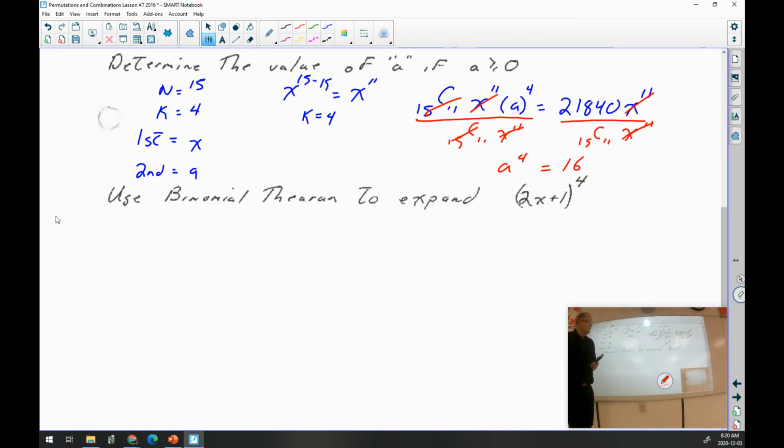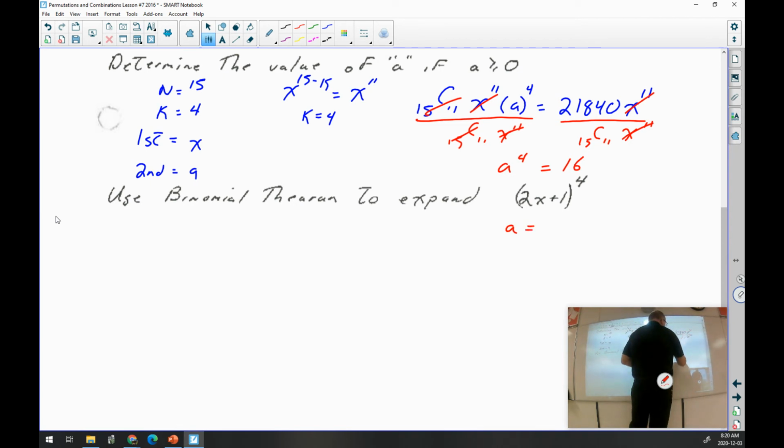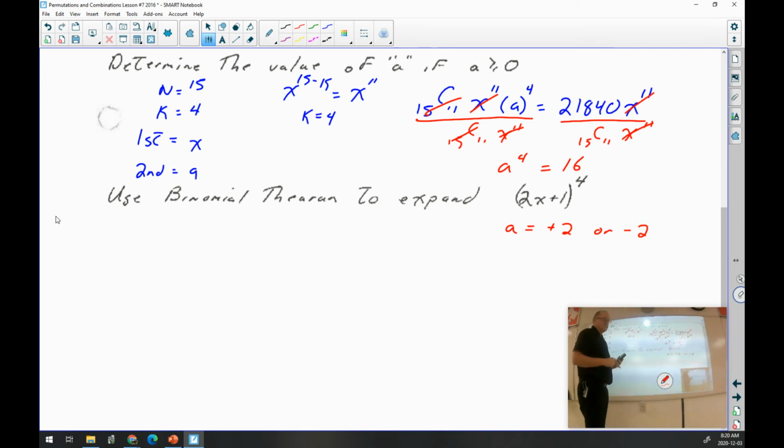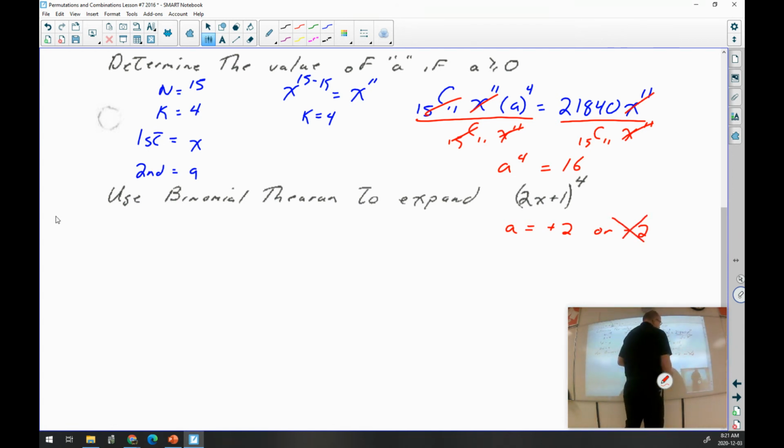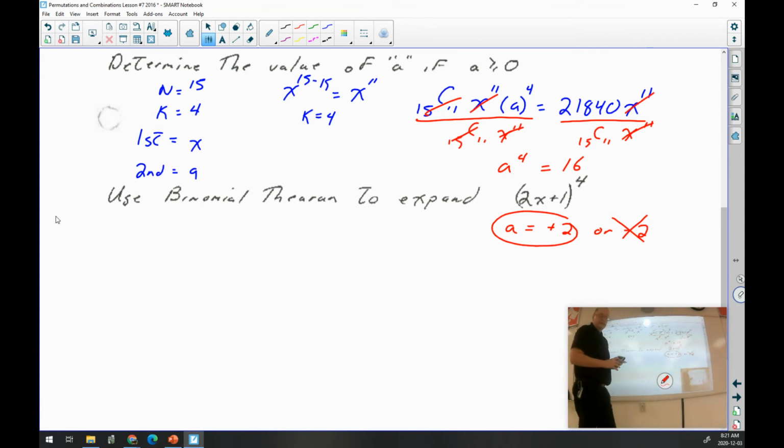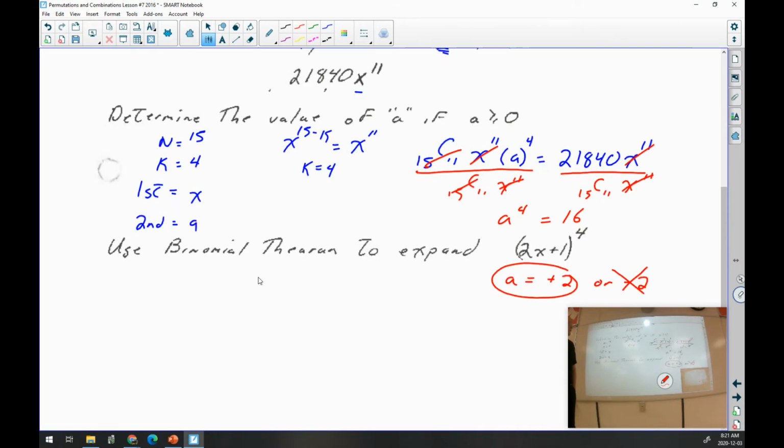I'm going to take the 4th root of that. So a is equal to plus 2 or minus 2. And going back to the question, they say a is greater than 0, so just ignore the minus 2. So your value for a is 2. So this is a bit of problem solving, hopefully showing us that you understand the binomial expansion.